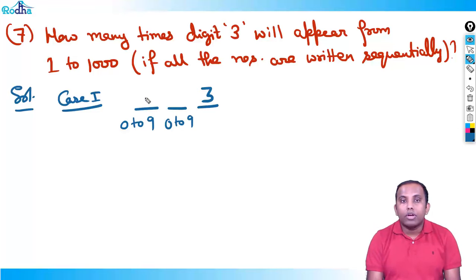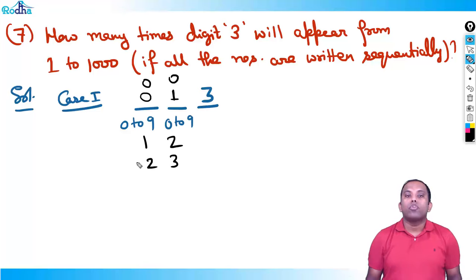So from the first place, why am I taking 0 to 9 options? Because in the first place, if the number is 0, then numbers like 0, 0, 3 are also included. In the second place, I'm also taking 0. So if 3 is fixed here, numbers like 0, 0, 3 will also be there. And if I'm taking all the numbers from 0 to 9, then numbers like 1, 2, 3 and 2, 3, 3 will also be there.